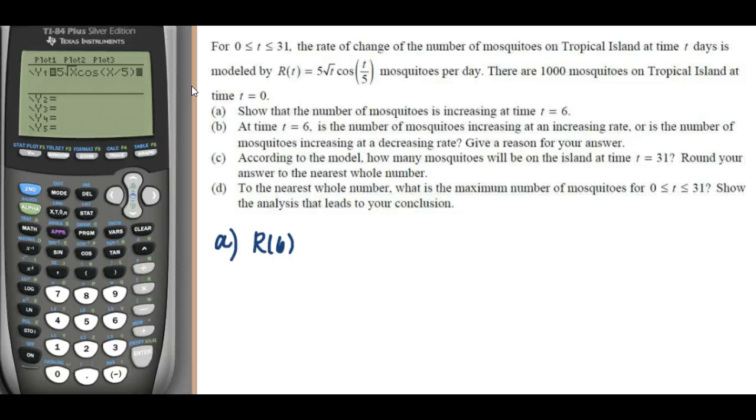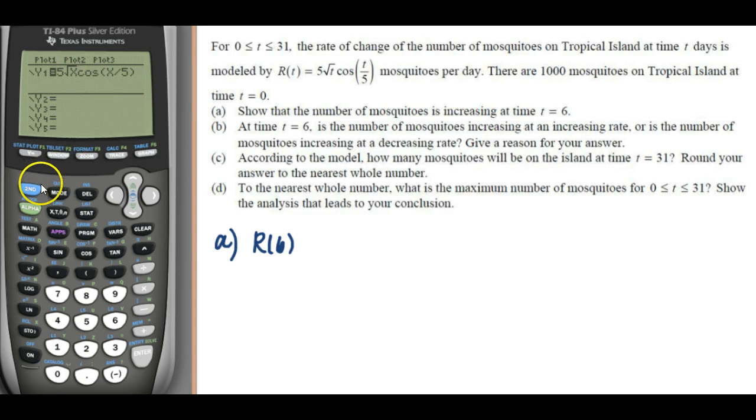This whole problem is a graphing calculator problem. So I've stored it as 5 radical x cosine of x over 5, again making sure I'm in radian mode still. When you enter this function, just be careful that the square root function stops with just x underneath it, and then you move to the right and get out of the radical before you put cosine x over 5. So the biggest mistakes are going to happen just entering in the function incorrectly.